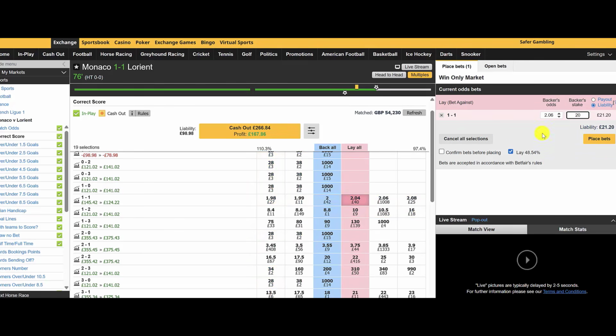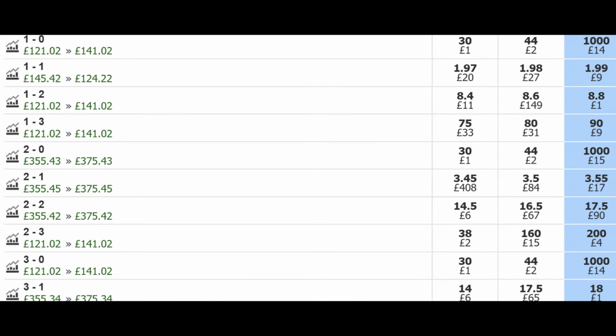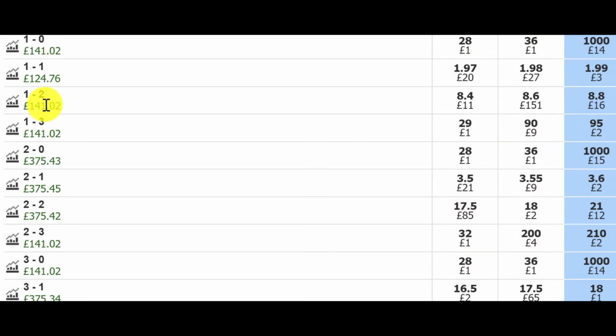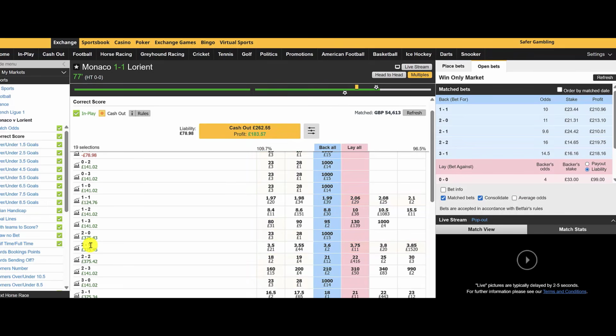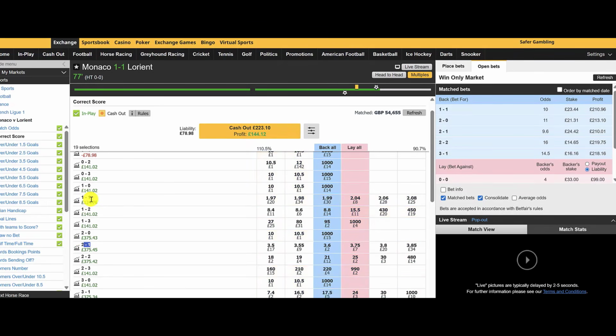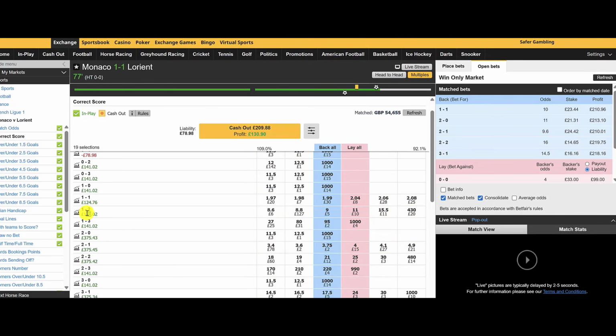Or we're not necessarily evening it up, but putting us in a position where another goal will improve our profits. So if Lorient do score and it goes 2-1 to Lorient, then that will improve our situation a little bit. But ideally, we want to get on that target score of the 2-1. As it stands, at 1-1, £124 sits on that. 1-2, 141, and then the 2-1, we've got 375. So we're going to make a profit on this match. It's just a matter of how much. Let's see what happens next.